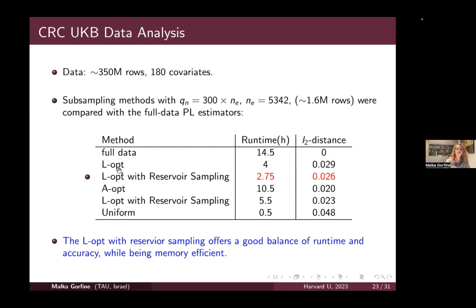But then you see that the L optimality is 0.029. The L optimality with reservoir is 0.026. A optimality is better, but the runtime is much larger. And the uniform in terms of L2 distance is not so good. So the L optimality with reservoir sampling offers a good balance of runtime and accuracy while being memory efficient.